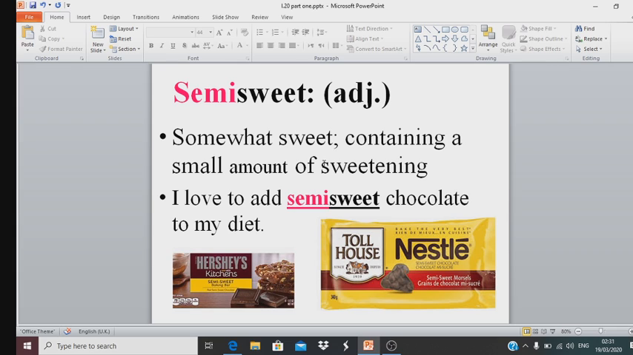This is semi-sweet. So semi-sweet means in the middle or containing a little amount of sugar, so we call it semi-sweet. Like in the sentence, I love to add semi-sweet chocolate to my diet. Do you know the darker chocolate? It's a kind of semi-sweet chocolate.